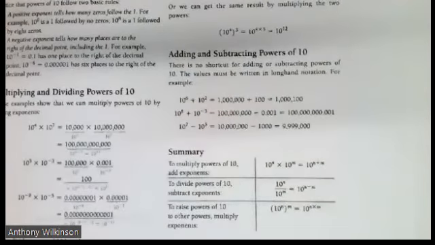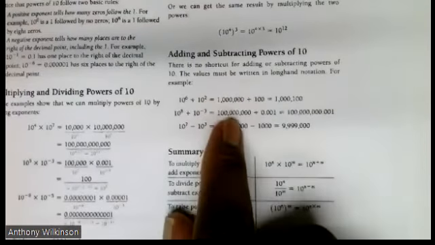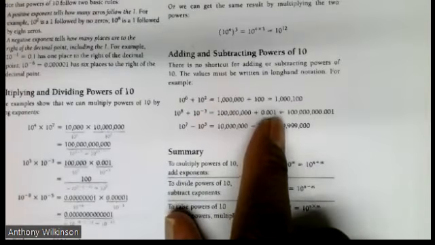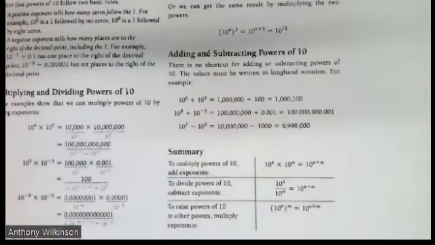Also, 10 to the 8th plus 10 to the negative third. Just have to write 10 to the 8th as 100 million. 10 to the negative third is 0.001, and add the two together to get 100,000,000.001.